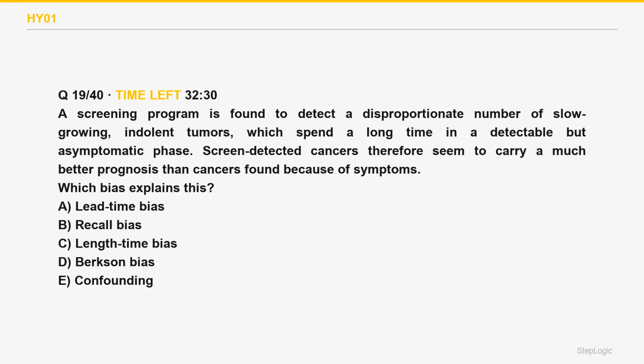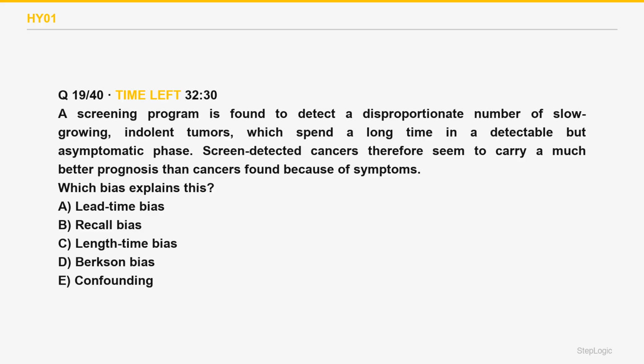Which bias explains this? A screening program is found to detect a disproportionate number of slow-growing, indolent tumors which spend a long time in a detectable but asymptomatic phase. Screen-detected cancers therefore seem to carry a much better prognosis than cancers found because of symptoms.